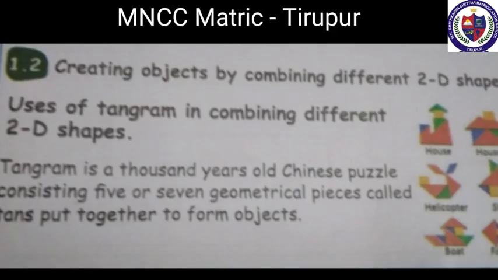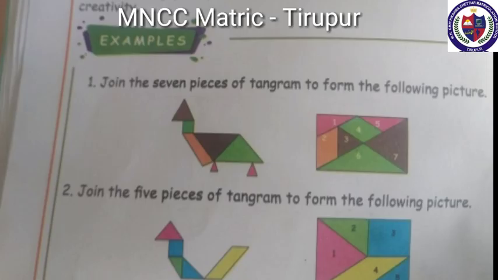Next one, 1.2. Creating objects by combining different 2D shapes. Uses of tangram in combining different 2D shapes. Tangram is a 1000 years old Chinese puzzle consisting of 5 or 7 geometrical pieces called tans put together to form objects. Skills such as problem solving, logical thinking, perceptual reasoning, visual spatial awareness, and creativity.